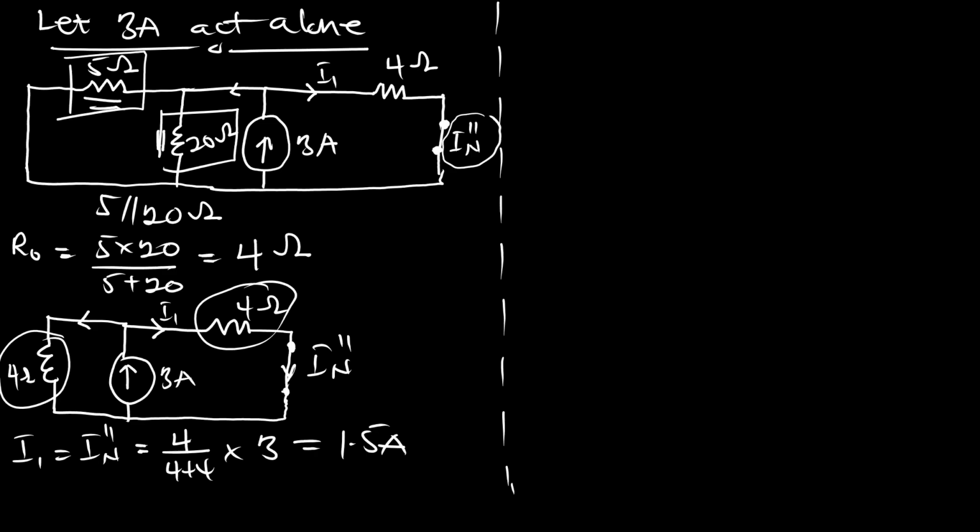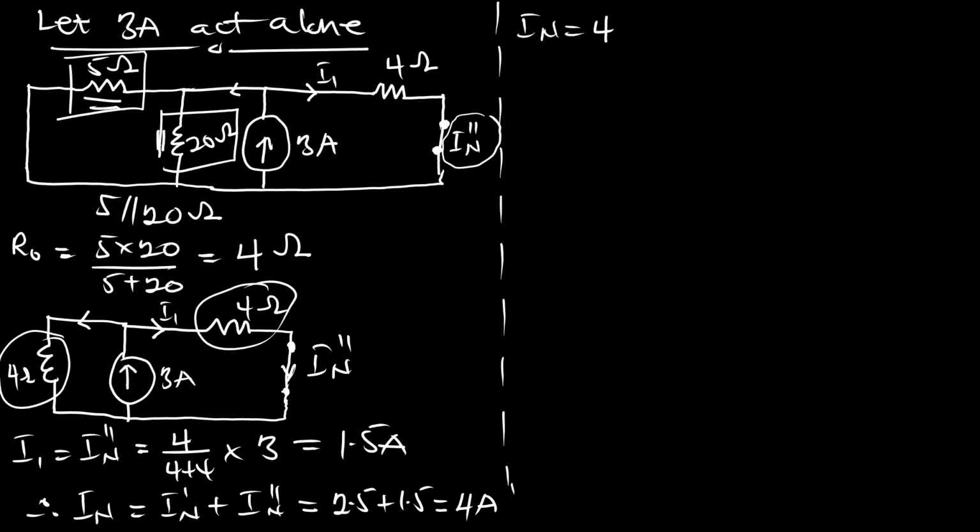So from the superposition theorem, when we had the voltage source acting alone, we got a current. When we have the current source acting alone, we also have a current. Therefore, the total IN is going to be the effect for when the voltage source was acting alone and when the current source was acting alone. That is going to be 2.5 plus 1.5. And that is, we have a current of 4 amperes. So our IN is 4 amperes.